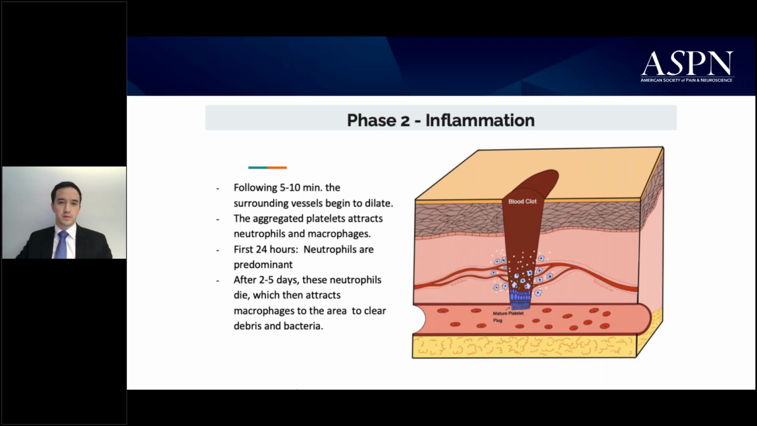What does this all mean in practical terms though? So whereas in the hemostasis phase, we had vasoconstriction, the next 5 to 10 minutes are predominated by vasodilation due to mast cell mediated histamine release.